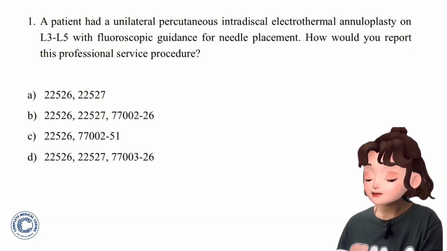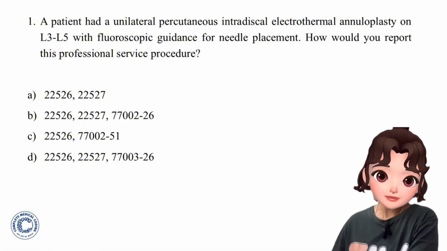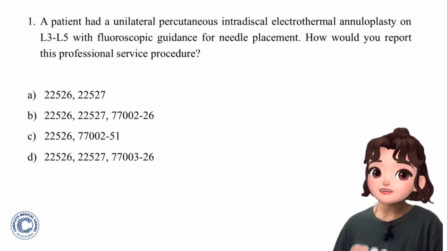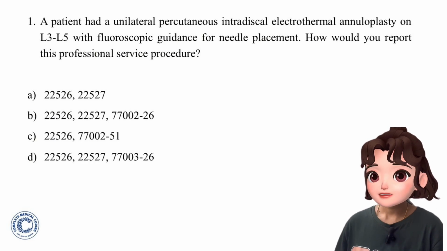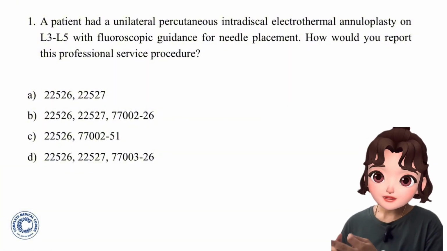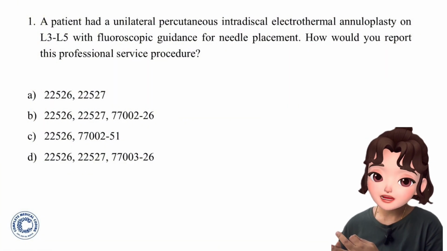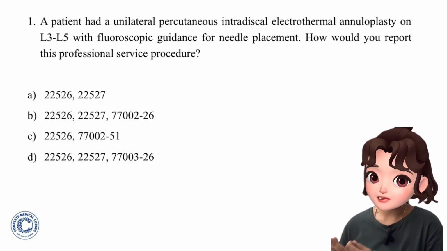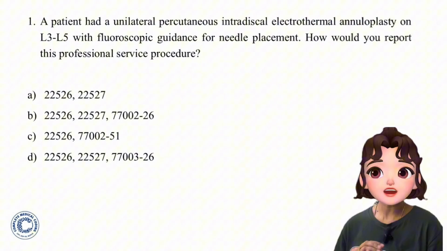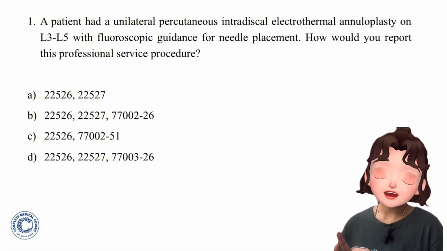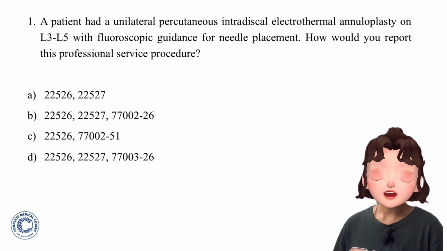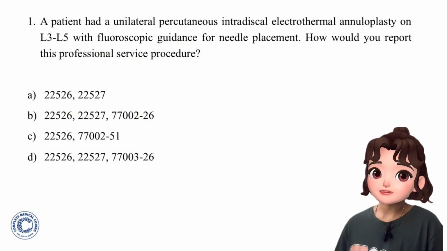77002 is fluoroscopic guidance only. If you check, you can see the same fluoroscopic guidance. That's why I said there is no need to check it. So you can skip options B, C and D, because in all 3 there are radiology codes for fluoroscopic guidance, which are not needed because it is already included in CPT code 22526. Like that, in less than a minute, you can find the answer to this question.